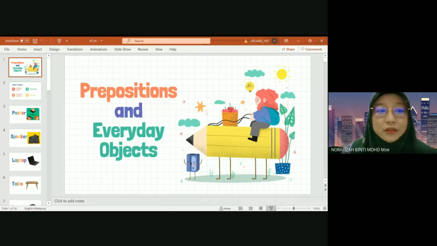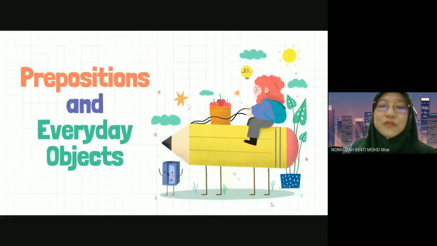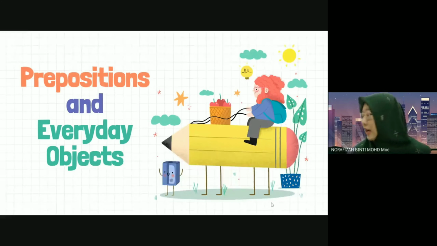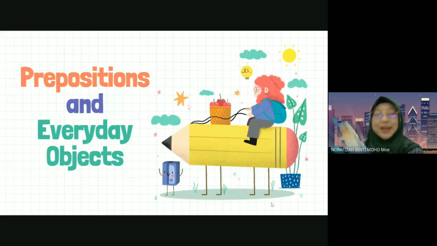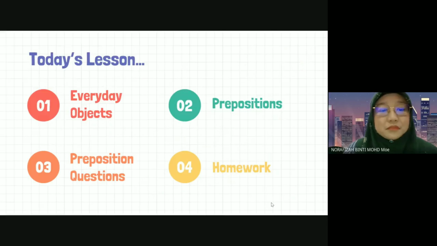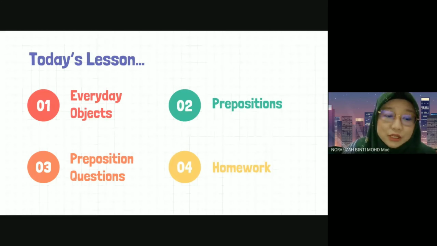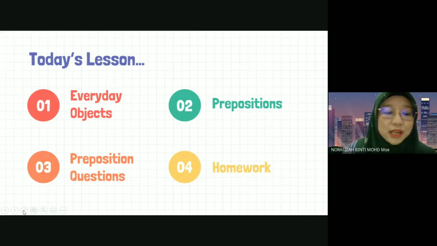We'll start with prepositions and everyday objects. Everyday objects is very easy. You can look at the objects in your English Plus One, page six, okay? But for today, you just watch the screen lah because I have put everything inside the screen, okay? So for today's lesson, the first one, you're going to just read the everyday objects because it's very easy.